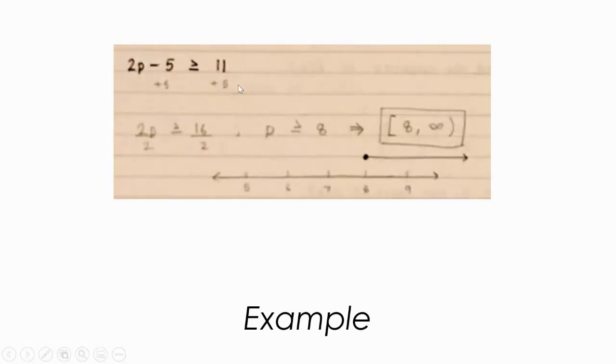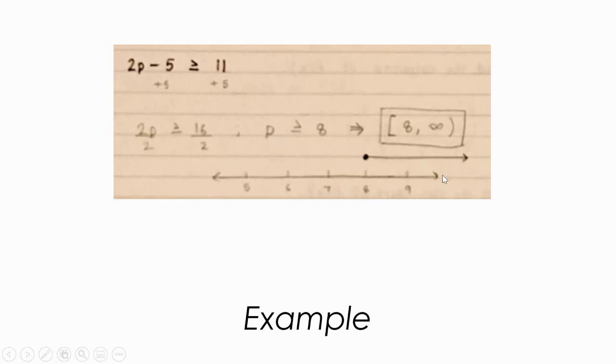add negative b on both sides. If you do negative b here, it would be positive 5. So if you add that on both sides, you'll get 2p is greater than or equal to 16. And then you will divide both sides by 2, which is your a. And since a is greater than 0, you will not have to flip the inequality. So you get p is greater than or equal to 8.